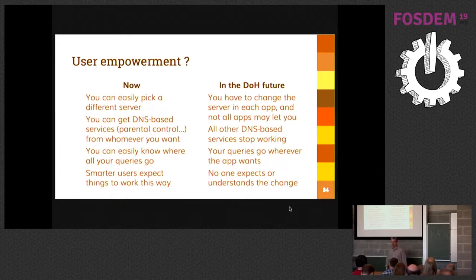You can get these kinds of DNS-based services from whoever you want, because you just set your DNS server to the provider you choose, and if they give you parental control, or better DNS, or whatever, then you get it. And you know where your queries are going. In the future, if you have to change the server in each and every app, it will be a problem. And there's not even any agreement on whether all apps will let you choose the server. And any other DNS-based service will stop working, at least for the applications that are using their own resolver.